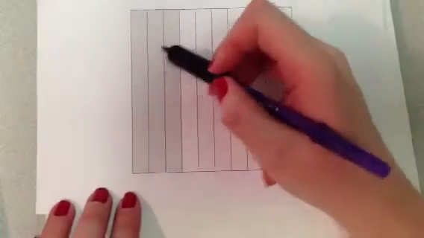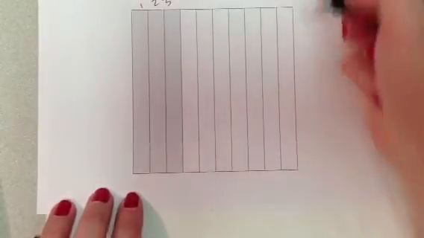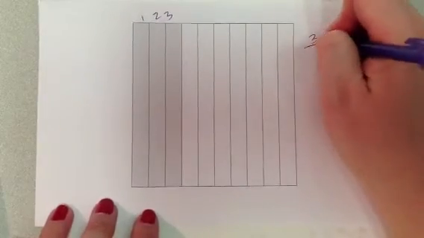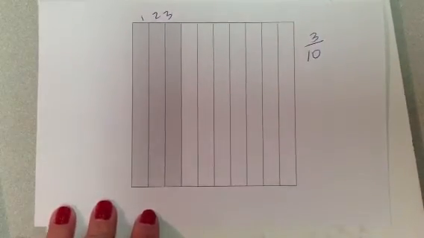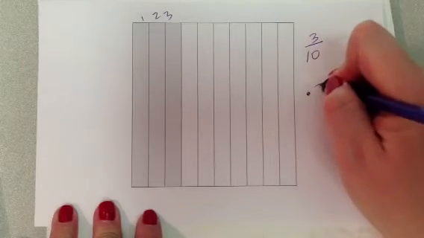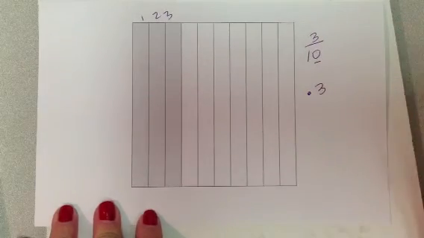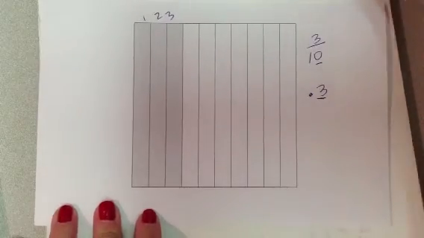So here, 1, 2, 3 out of 10. If I wrote that as a fraction, it would be this. If I want to write it as a decimal, it would be that. 1, 0, so 1 spot behind the decimal point. Okay? Let's look at another example here. What about this one?